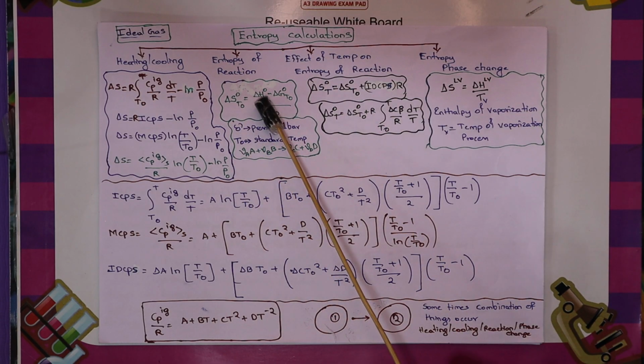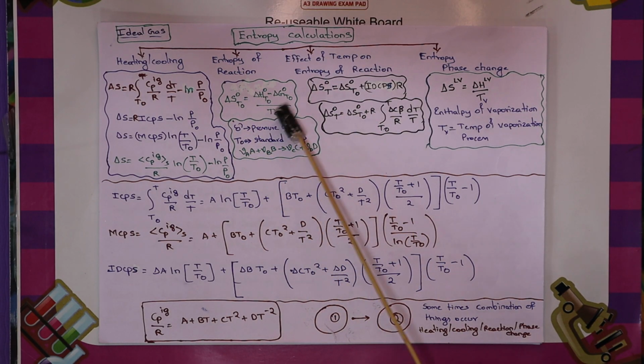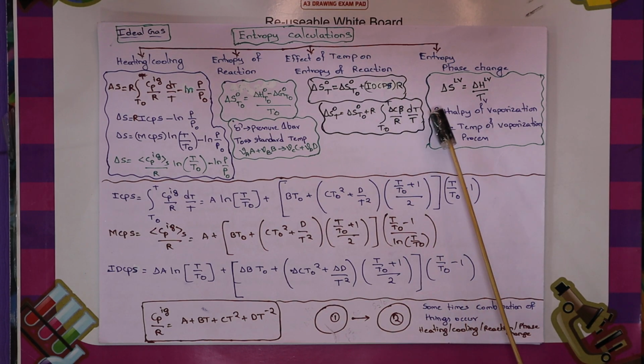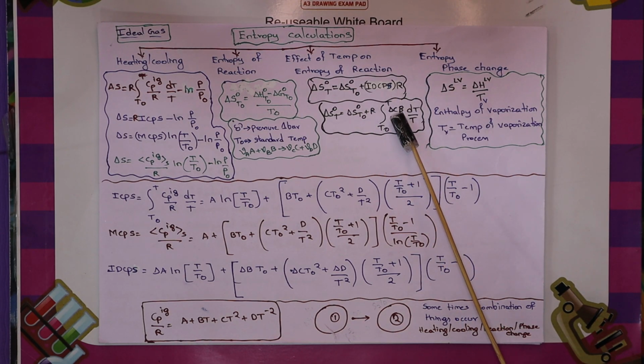Simple, you should know the basic information and you can project. The change in entropy at another temperature is the change in entropy at the known temperature plus the integral of delta CP, which is the integration from T0 to T of delta CP divided by T, dT. This is how you can get the change in entropy because of the reactions.